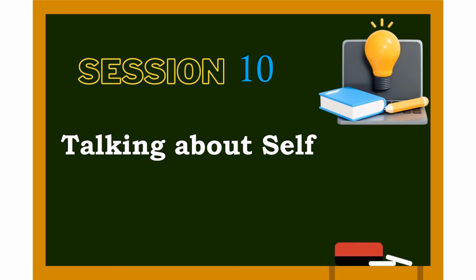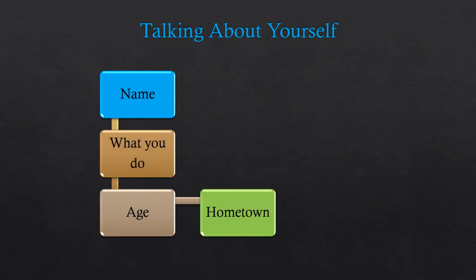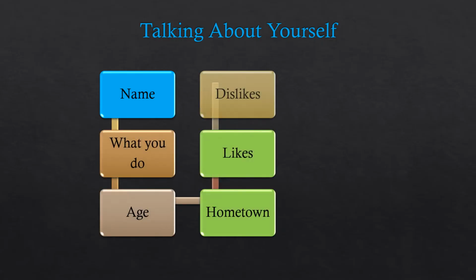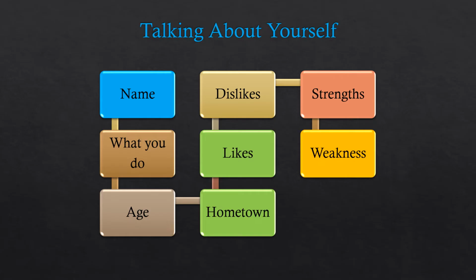Now let us proceed to session 10, talking about self. Now, when you have to talk about yourself with others, then you generally share the information such as your name, what you do, what is your age, what is your hometown, what are your likes and dislikes, what are your strengths, what is your weakness. All this information can help others to know about you and to know you very well.